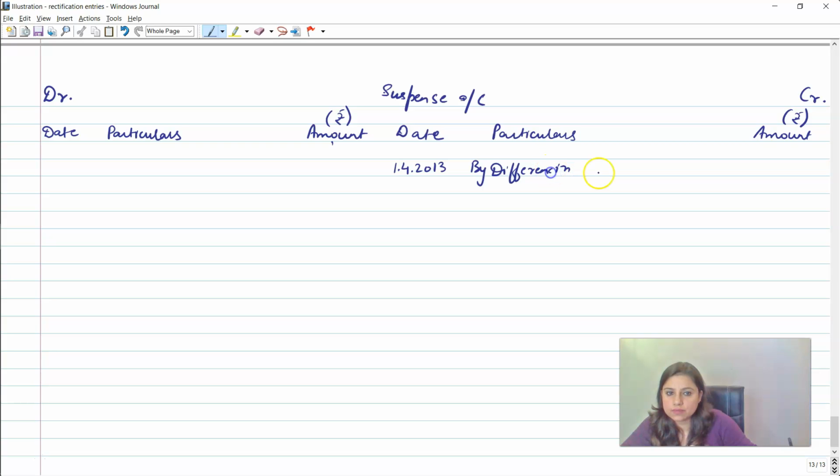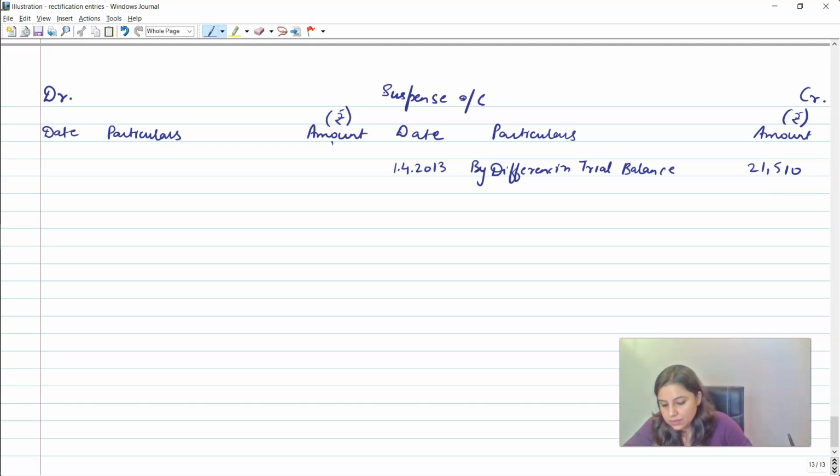Why difference in trial balance? We would first be recording the entire difference that needs to be carried forward in the suspense account, which is 21,510. Then simultaneously, according to the rectification entries we have passed, we would record such entries in the suspense account.